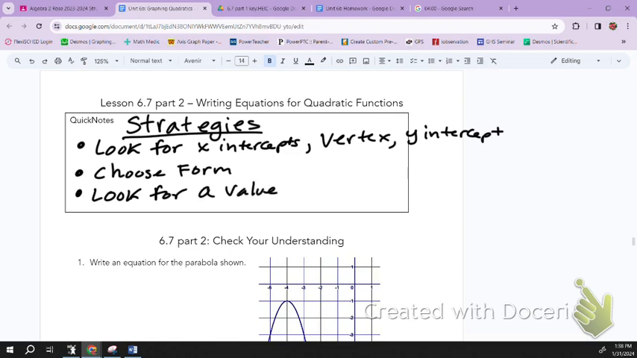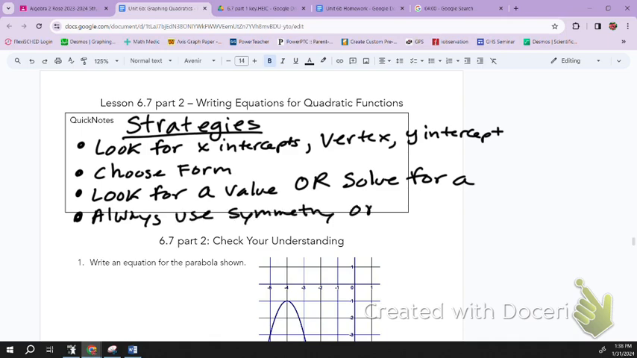Look for an a value, okay? You could either find the a value from the graph, or, like we did in our examples, you might have to solve for the a value. The last thing is, always use the symmetry of the parabola. That's going to help you with some clues.